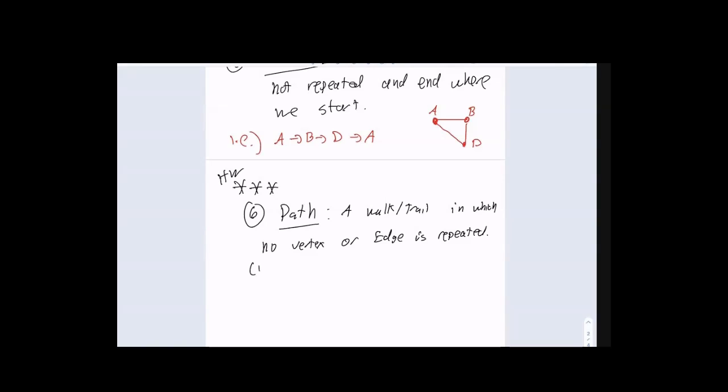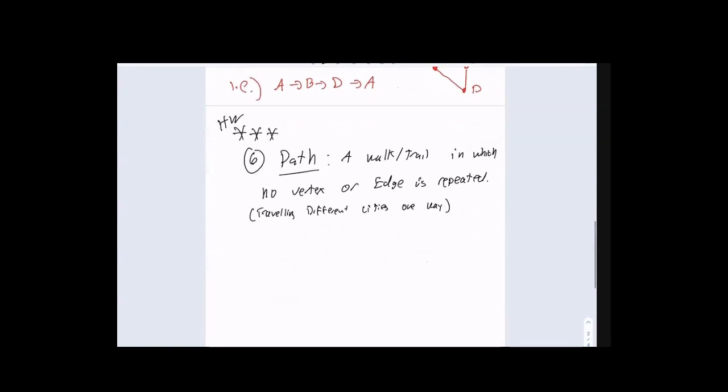So think of it as traveling different cities one way. This is the idea behind Google Maps, right? You're trying to get to a certain location, but you might have to make certain stops. You're going to go to here, then you're going to go to here, and then you're going to end at your final location.